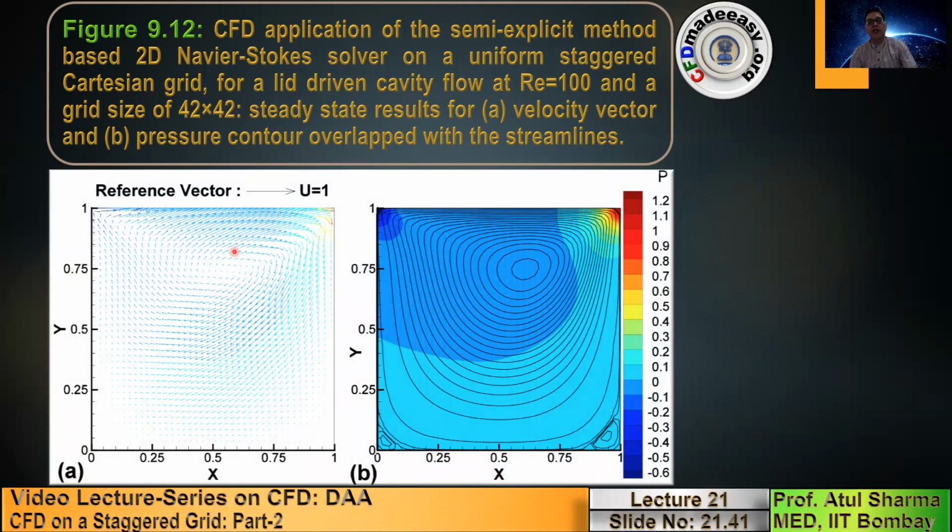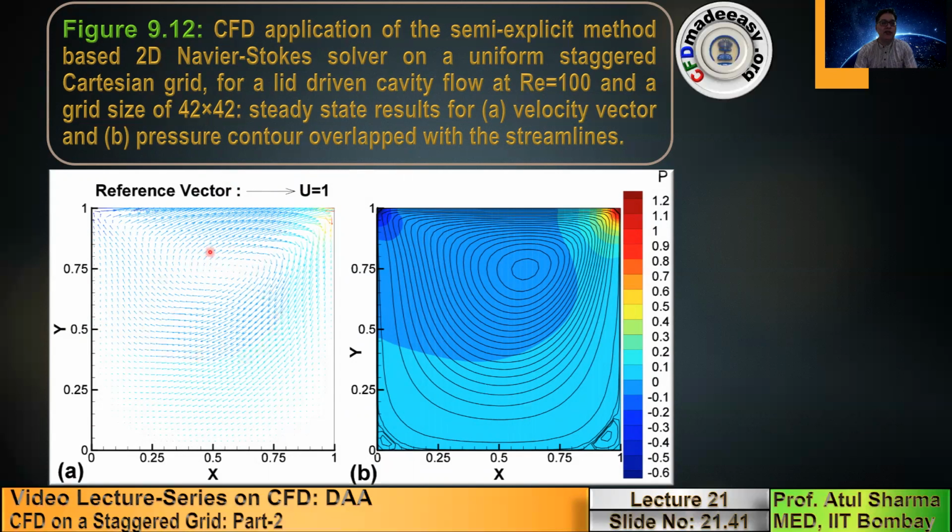For the present algorithm that was presented, a computer program was developed, and this is the result which has been obtained. This is figure 9.12 of the book, which corresponds to a CFD application of the semi-explicit 2D Navier-Stokes solver on a uniform staggered Cartesian grid for a lid-driven cavity at a Reynolds number of 100. Results have been obtained on a grid size of 42 by 42. These are steady state results.